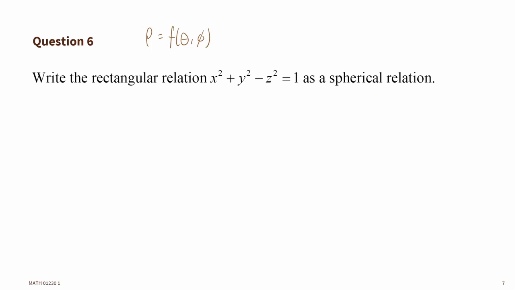So we're going to write this rectangular relation as a spherical relation. And again, typically we want to write it as rho is f of theta and phi. If only that was a plus z squared, this would be so nice. But it's not.